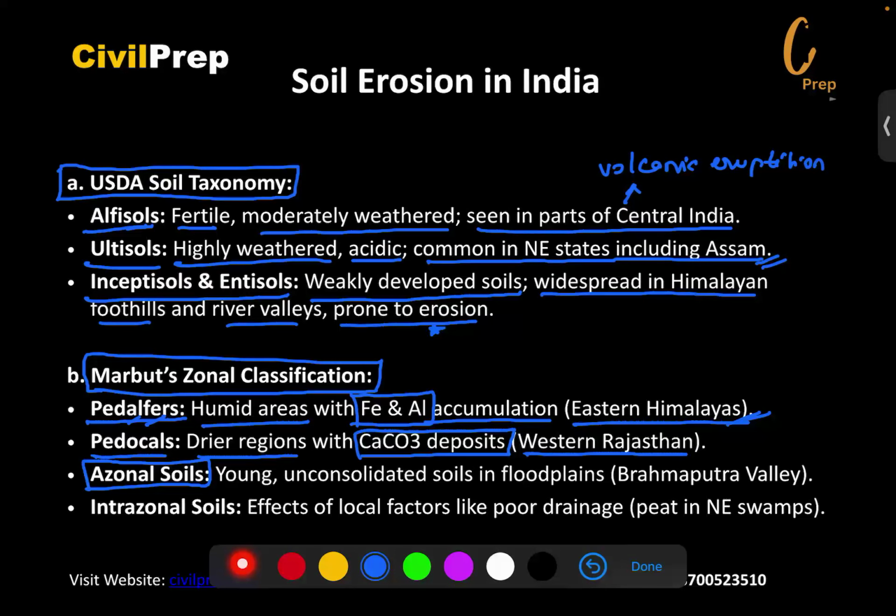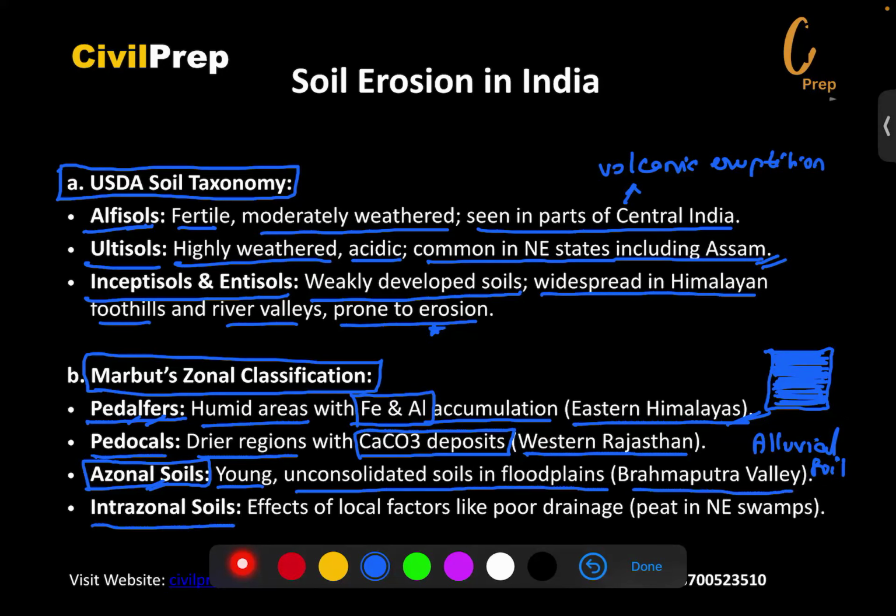Azonal soils are, for example, alluvial soil, which is formed out of the deposition of sediments from the river Ganga. Because of the deposition of sediments, the profile of this alluvial soil is not intact. There is a single layer of soil from top to bottom. So this is one of the soils having no zone. Therefore, it is called azonal soil. They are young, unconsolidated soils in the floodplain region of the Brahmaputra Valley, also in the Ganga plains.